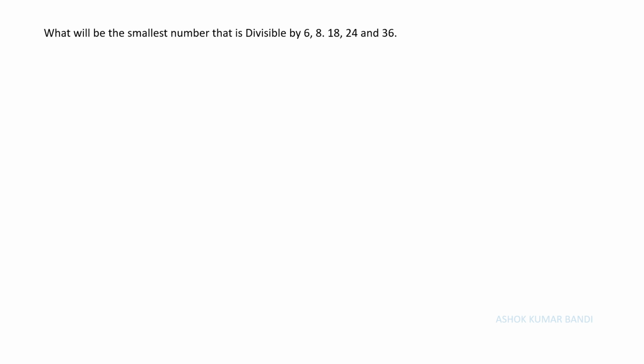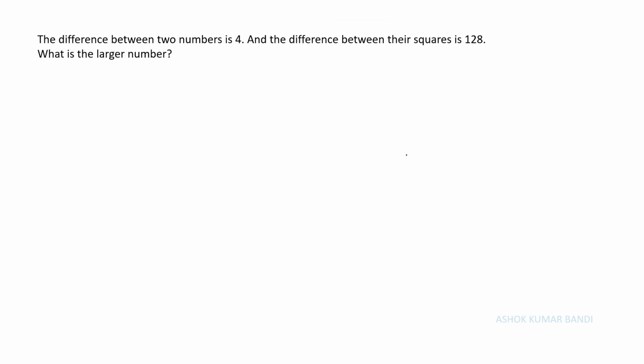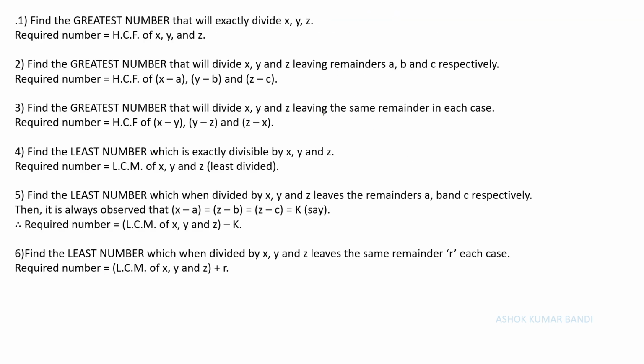So as you can see here, the question is, what is the smallest number that is divisible by 6, 8, 18, 24 and 36? So here, we want to find out the smallest number which is divisible by all the given numbers. Go back to your formulas. Here you can see some formulas. Here we are dealing with the least number, the least number which is divisible by all the given numbers. So the answer is going to be the LCM of the given numbers.